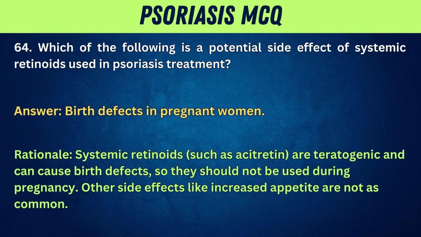Answer: birth defects in pregnant women. Rationale: systemic retinoids, such as acitretin, are teratogenic and can cause birth defects, so they should not be used during pregnancy. Other side effects like increased appetite are not as common.